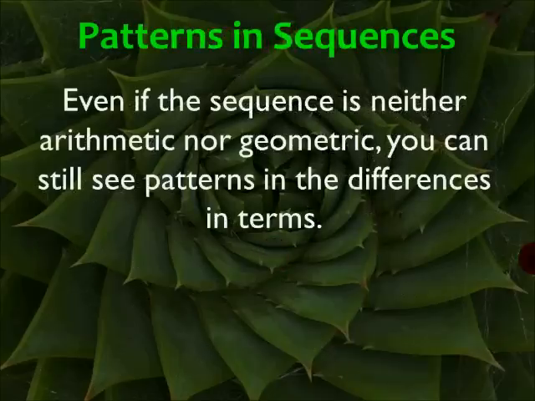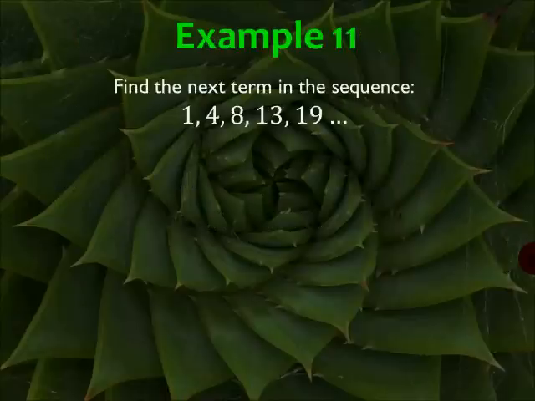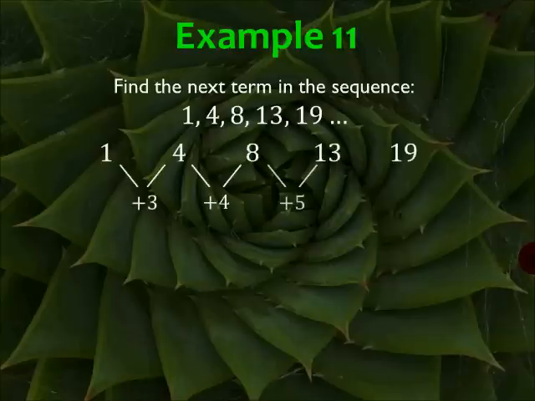Patterns and sequences. Even if the sequence is neither arithmetic nor geometric, you can still see patterns in the differences in terms. So just because you don't call a sequence arithmetic or geometric doesn't mean you can't figure out what following terms are. Let's take a look at example 11. Find the next term in this sequence: 1, 4, 8, 13, 19, and so on. So let's check to see if it's arithmetic. One quick look will tell you that it isn't, because the difference doesn't change.